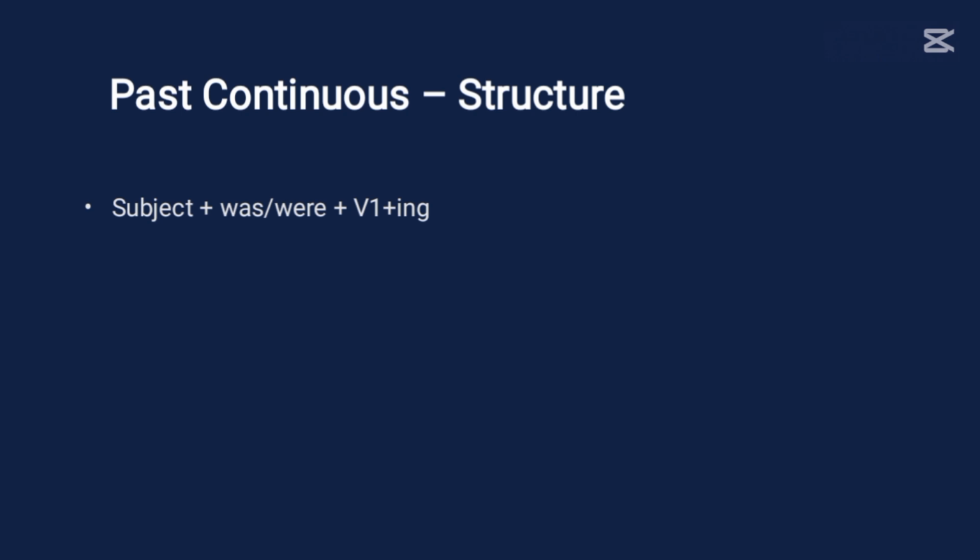Its structure for positive sentences is subject plus was or were plus first form of verb plus ing. Its structure for negative sentences is subject plus was or were not plus first form of verb plus ing. And its structure for interrogative sentences is was or were plus subject plus first form of verb plus ing plus question mark. Students, was is used with singular and were is used with plural.